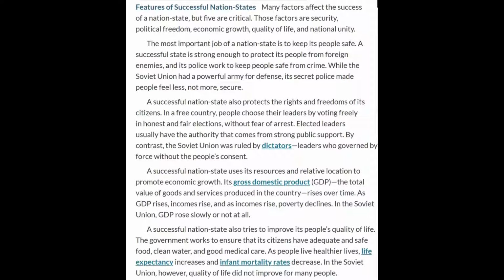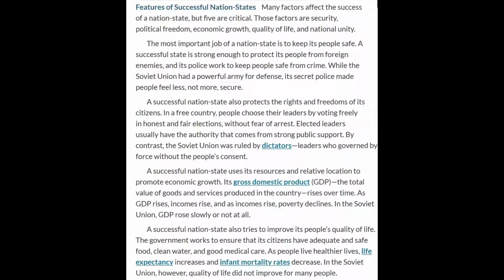A successful nation state also protects the rights and freedoms of its citizens. In a free country, people choose their leaders by voting freely in honest and fair elections, without fear of arrest. Elected leaders usually have the authority that comes from strong public support. By contrast, the Soviet Union was ruled by dictators, leaders who governed by force without the people's consent.